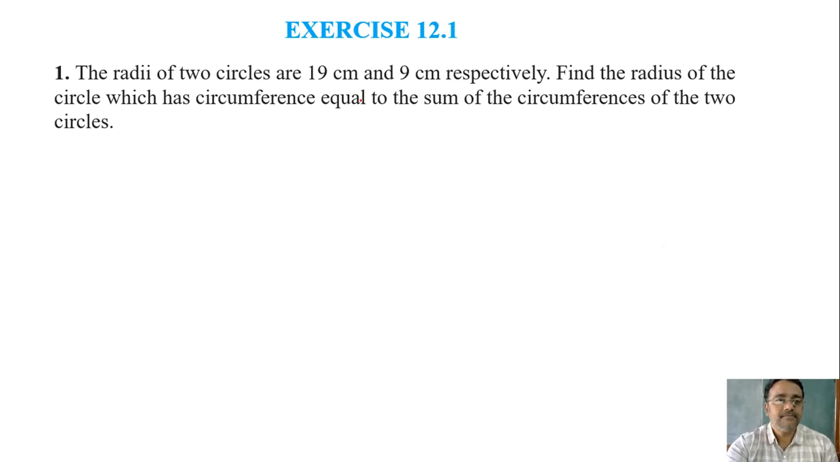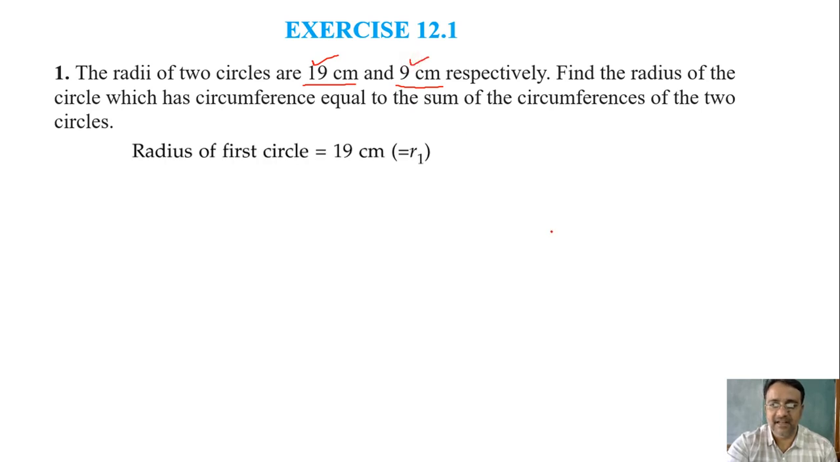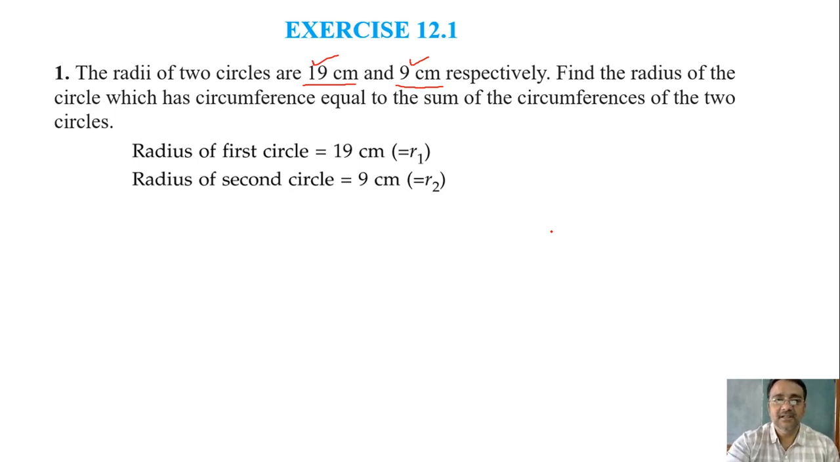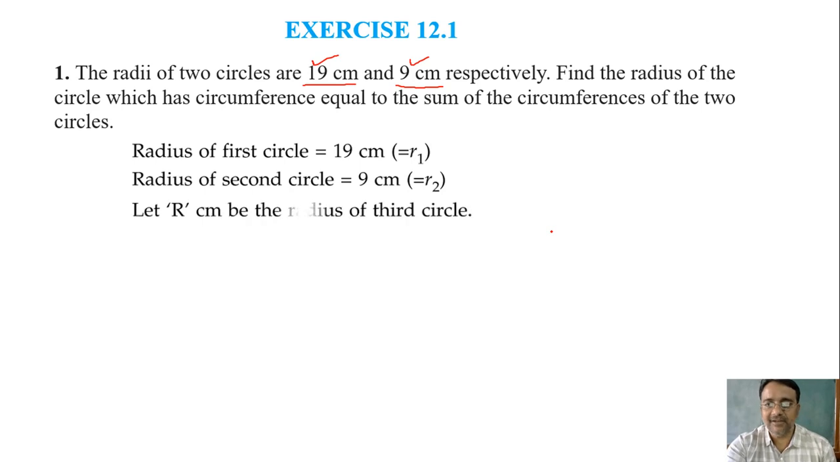The first question: the radii of two circles are 19 centimeter and 9 centimeter respectively. Find the radius of the circle which has circumference equal to the sum of the circumferences of the two circles. So radius of first circle is given 19 centimeters, so we'll take it as R1, and radius of second circle is given 9 centimeter, we'll take it as R2, and let R, capital R, be the radius of the third circle or resultant circle. According to the question, the circumference of this third circle will be equal to the sum of the circumferences of the two circles.